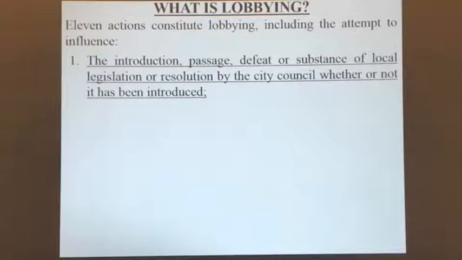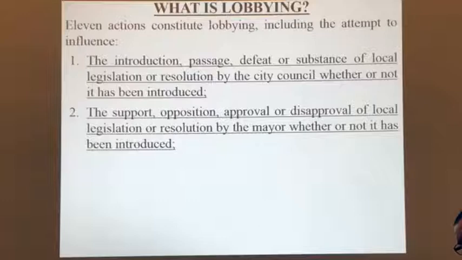Okay, attempts to influence city officials, city targets, right? And there's 11 specific things that are defined. Number 1, the introduction, passage, defeat, or substance of local law or resolution by the city council, whether or not it has been introduced. So this one's pretty straightforward, right? If you want to pass a law before the city council, you attempt to influence a city council member regarding that law, that would be a reportable lobbying activity.